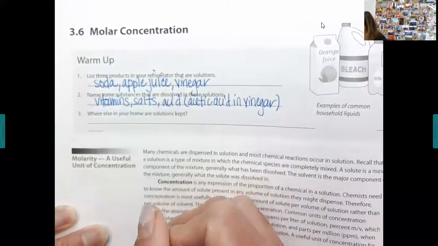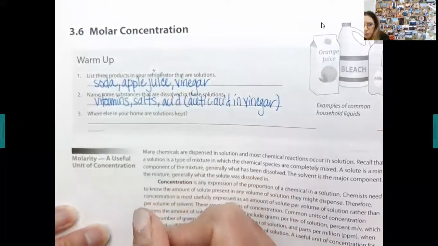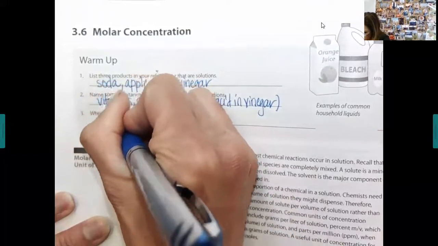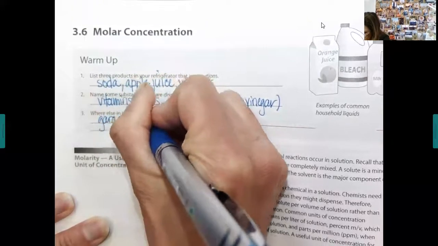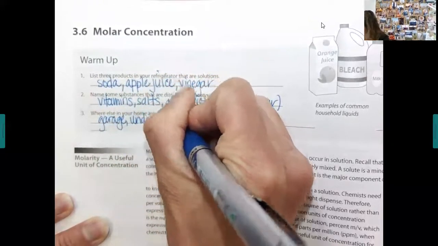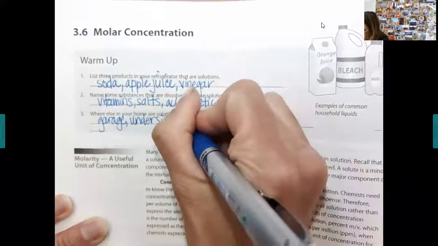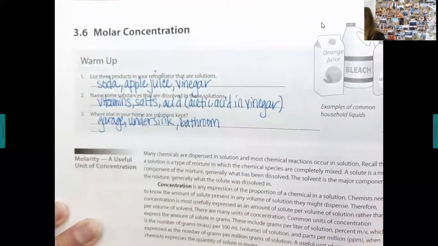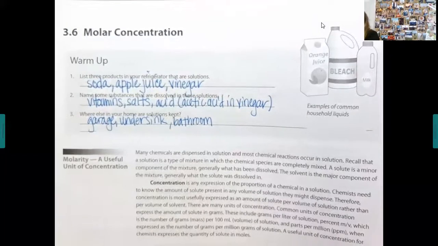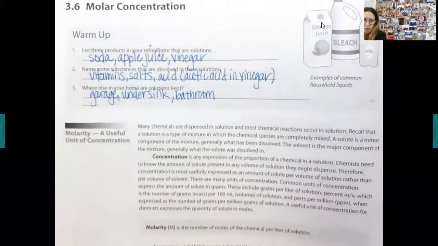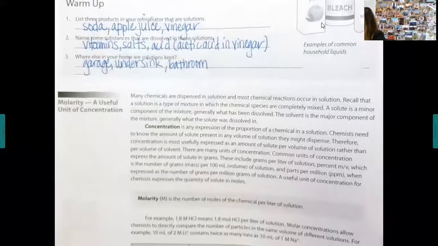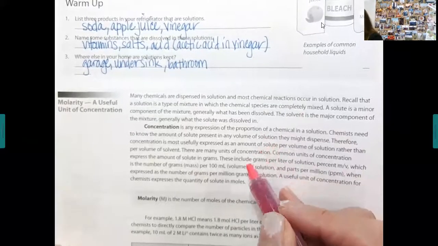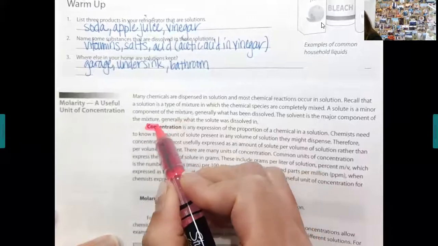And where else in your home are solutions kept? Well, sometimes you might keep them in the garage or under a sink, or they might be in a bathroom. Okay. And we're going to be talking about molarity today, which is a very useful concentration of a substance.